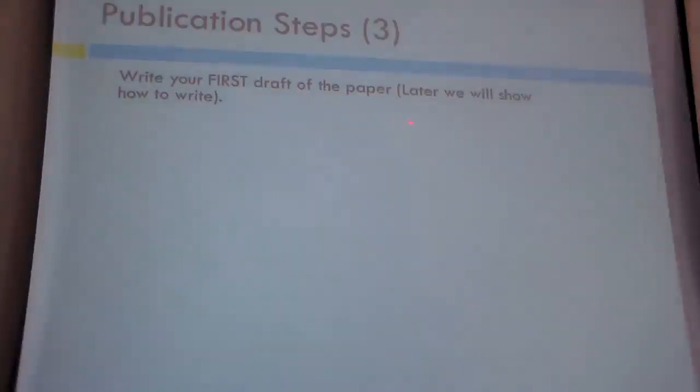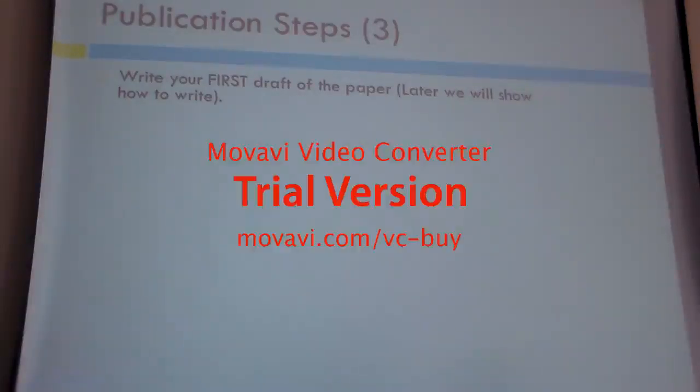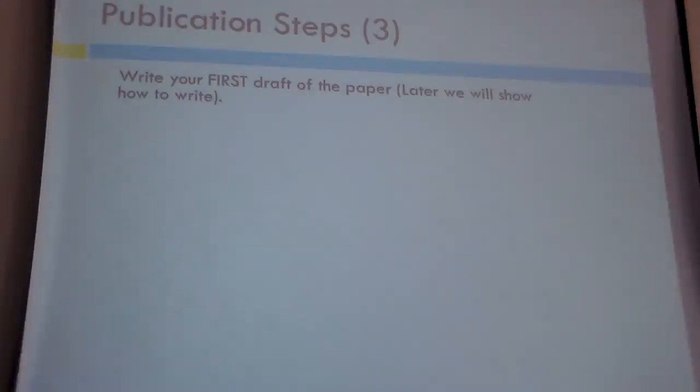Write your first draft of the paper. Later we will show how to write. So don't say it's difficult to write. Don't say I cannot write. Don't say how can I write like this paper. Nobody writes a perfect thing from the beginning. Just write a draft. Anything.